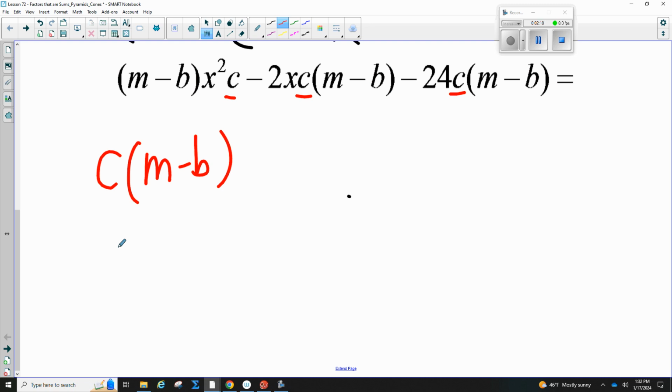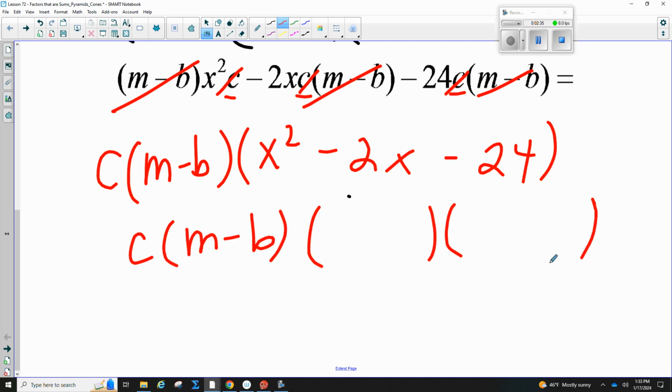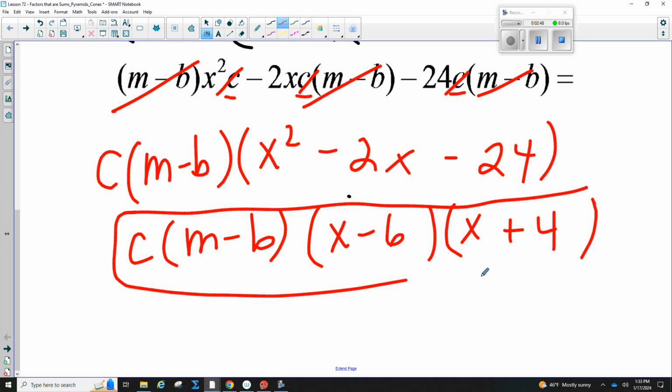So again, this and this factored out. What's left now is an x squared, and then the m minus b and the c factored out, so I have a minus 2x left, and then I have a minus 24. So I keep my c, m minus b, and then I want to factor that trinomial that's left over. What multiplies to negative 24 and adds to negative 2? Negative 6 and positive 4. Good job. Those add to negative 2, multiply to negative 24.